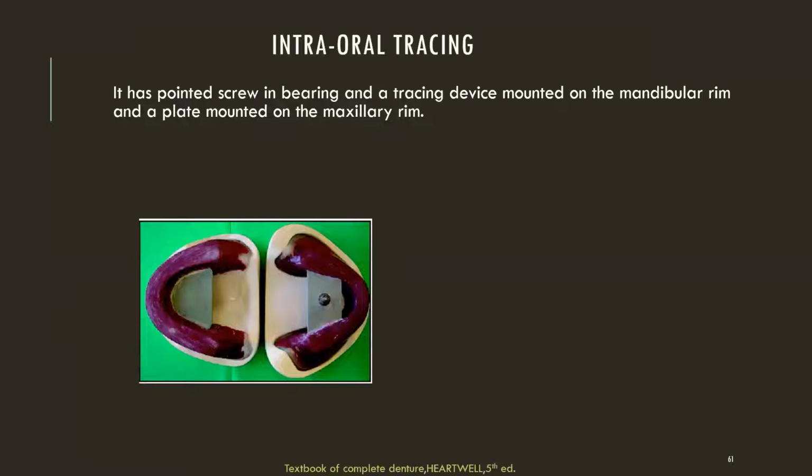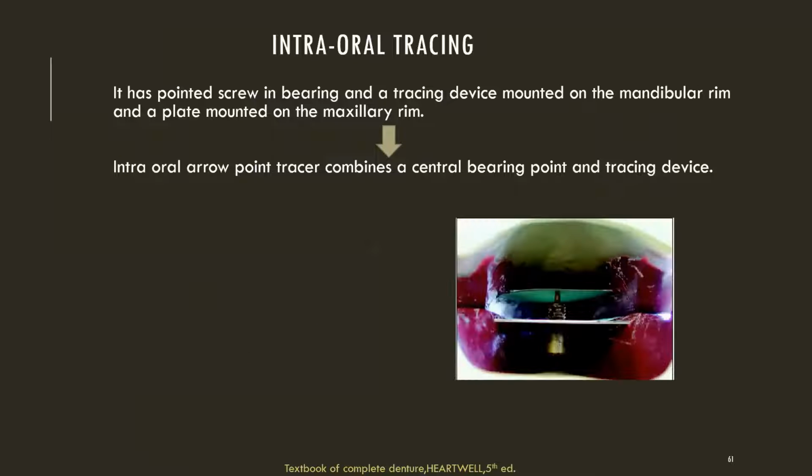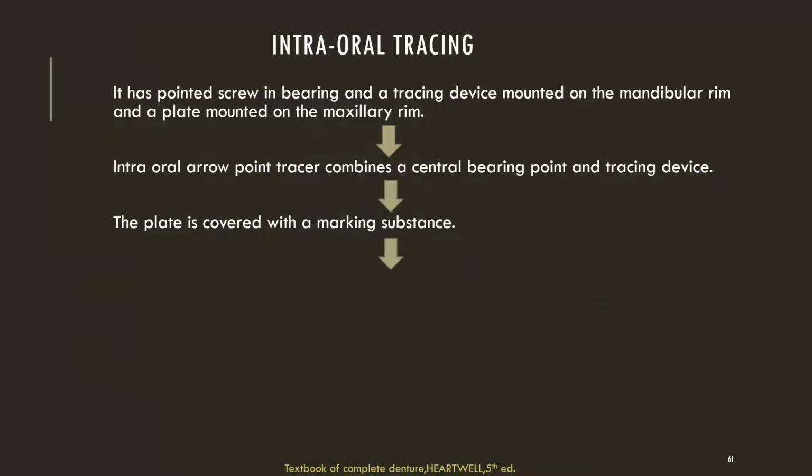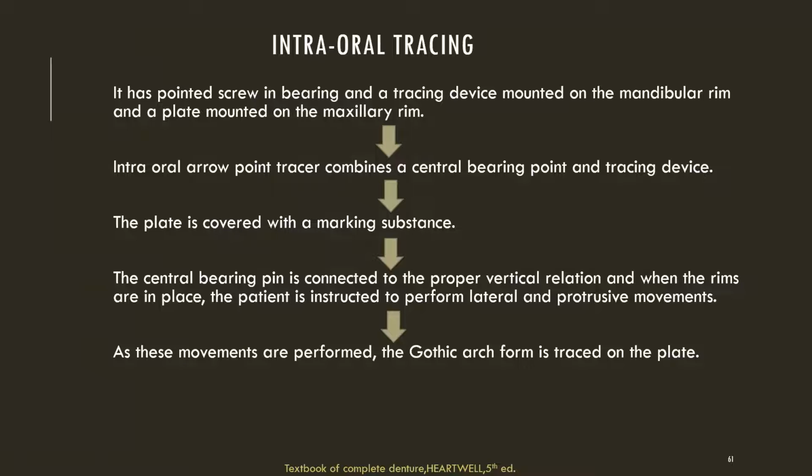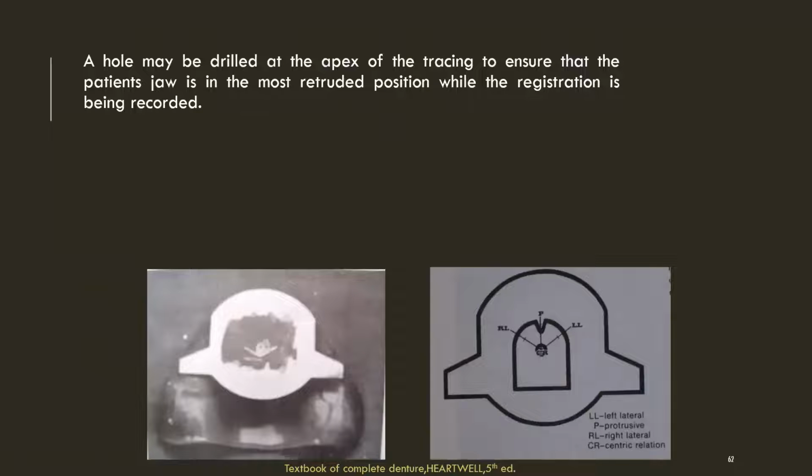So coming to the intraoral tracing, firstly, it has a pointed screw-in bearing and a tracing device mounted on the mandibular rim and a plate that is mounted on the maxillary rim. The intraoral tracer combines a central bearing point and a tracing device. The plate is covered with a marking substance and the central bearing pin is connected at the proper VD, and when the rims are in place, the patient is instructed to perform the lateral and protrusive movements. As these movements are performed, the Gothic arch form is traced on the plate. So this was the Gothic arch form, and a hole may be drilled at the apex of the tracing to ensure that the patient's jaw is in the most retruded position when the registration is being recorded.